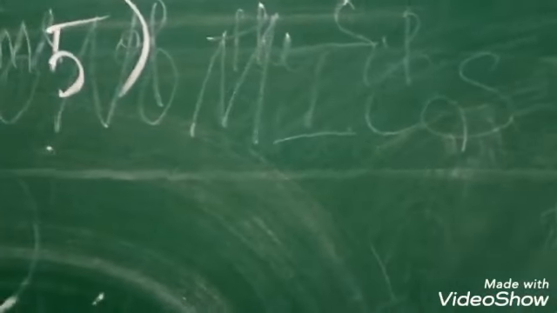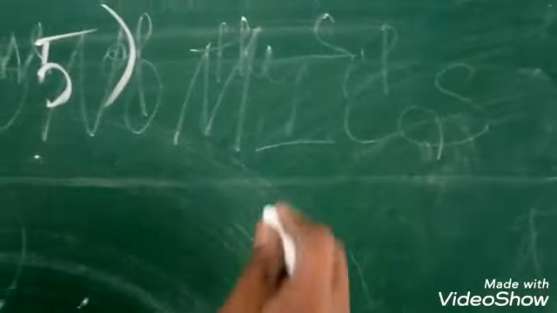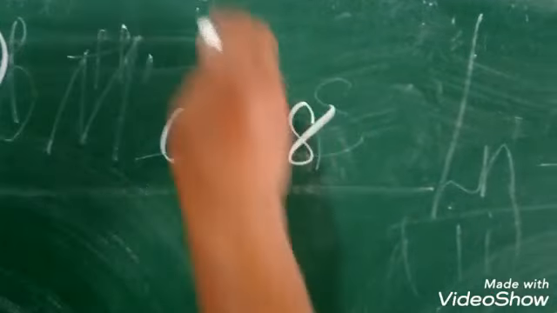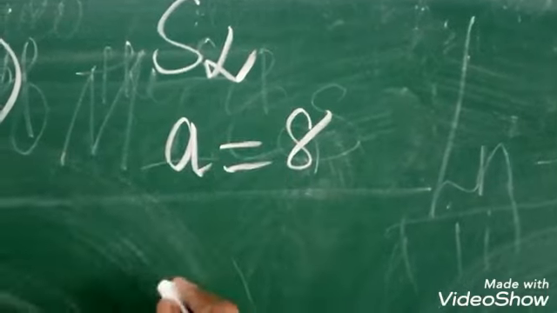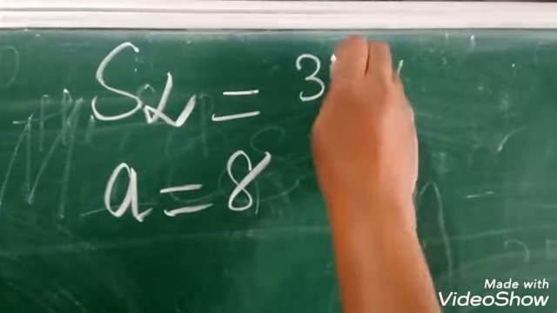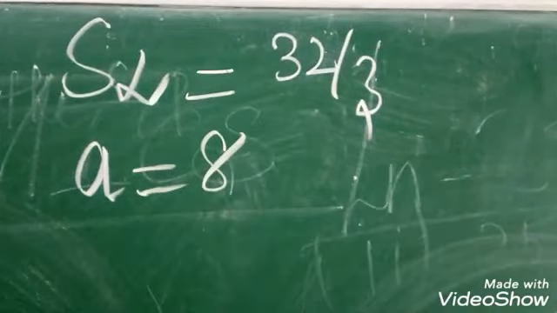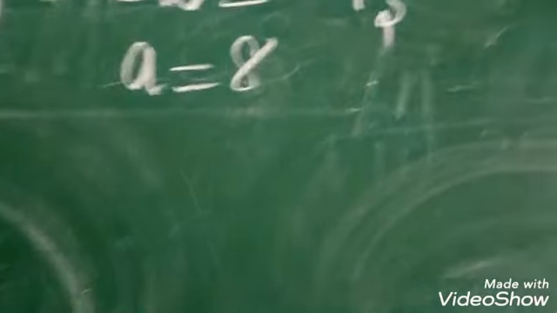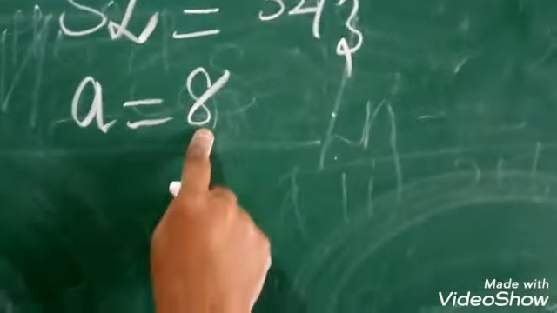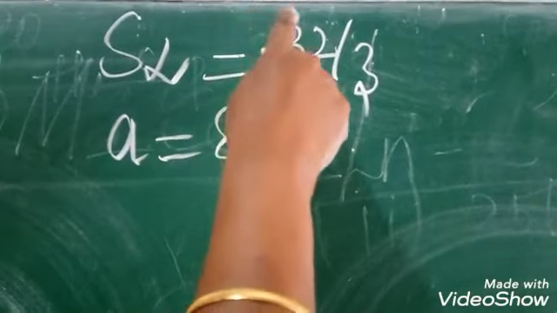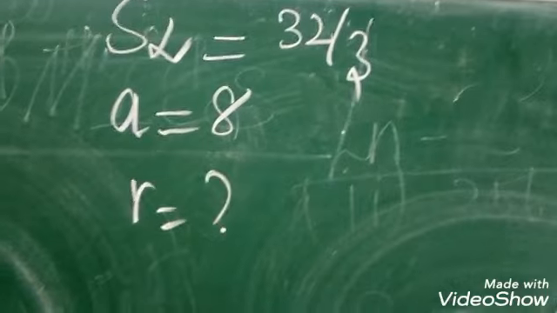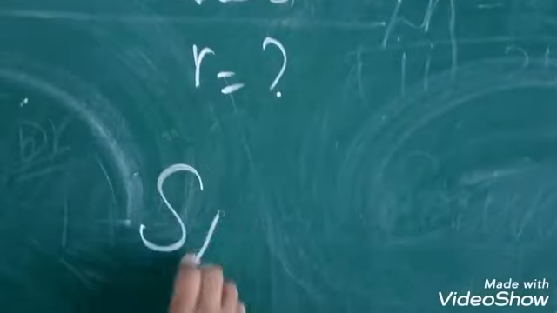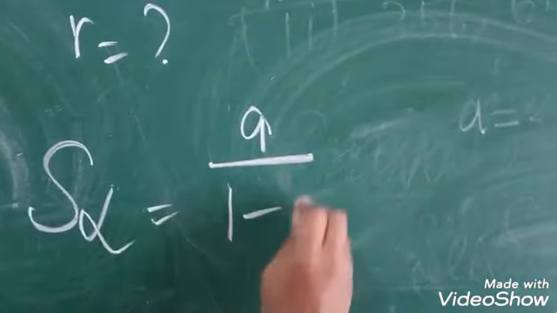The first term of an infinite GP is 8 and the sum of the infinite GP is 32 by 3. Find the common ratio. We know the formula: S infinite is equal to A divided by 1 minus R.